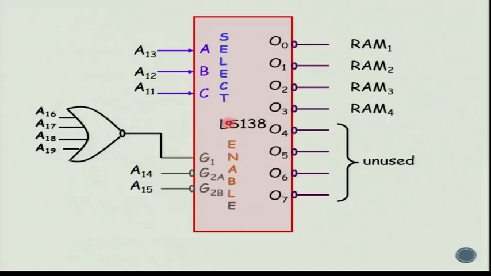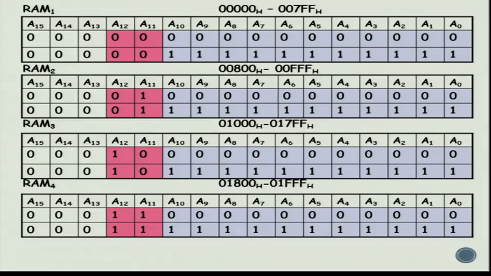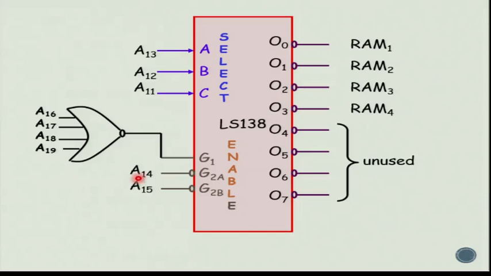Now coming to the enable signals. We have to use the enable signals G2A bar and G2B bar as well as G1. Now we know that the address lines A14 and A15 both are always going to remain low, irrespective of the RAM chip. So what has been done is A14 and A15 have both been connected to G2A bar and G2B bar.